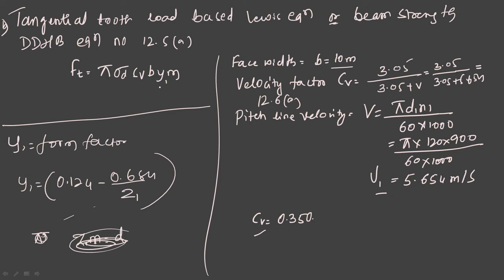Now calculated Cv equals 0.350. Calculated velocity 5.654. So based on the velocity, you got the value of Cv, that is what is referred in equation number 12.6.